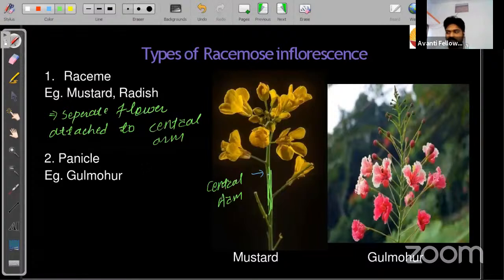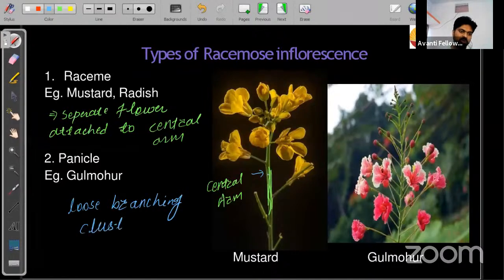Next is the panicle. Then what is meant by panicle actually? It is a loose branching cluster. So what is meant by cluster? A cluster is nothing but a group of flowers in this case. Loose branching means a lot of branches have developed here.